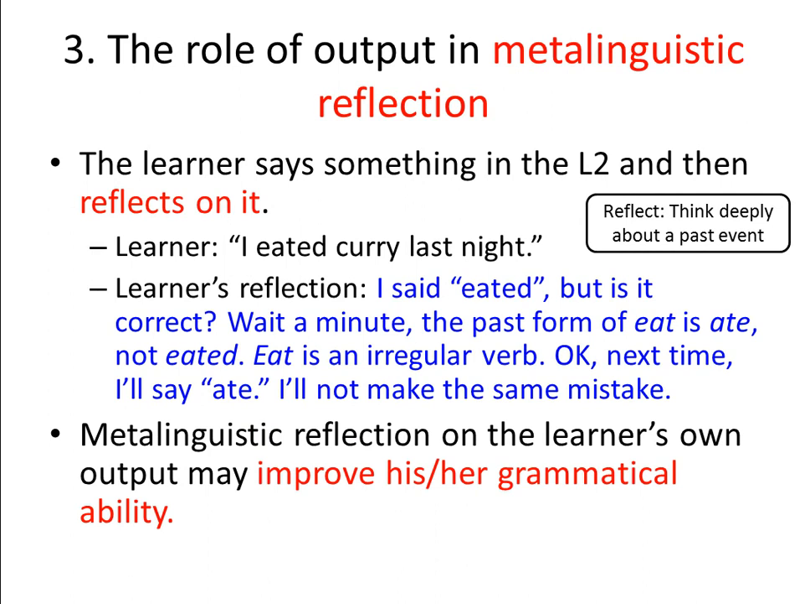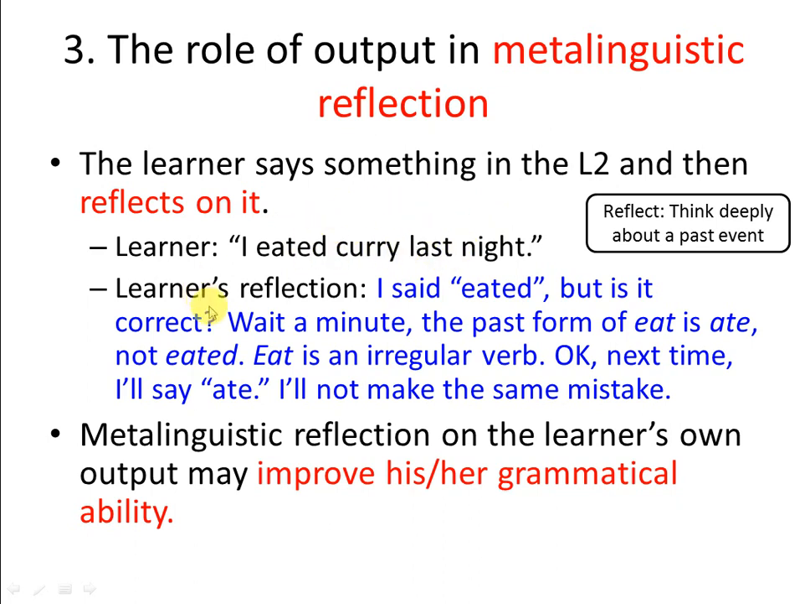And what is metalinguistic reflection? If the learner says something in their L2, then they can reflect on it, on what they said. To reflect on something means to think about that thing, which is often a past event, something that happened in the past. So if they say something like, "I ate curry last night," and they themselves think about this, they reflect on this utterance, on their own utterance.